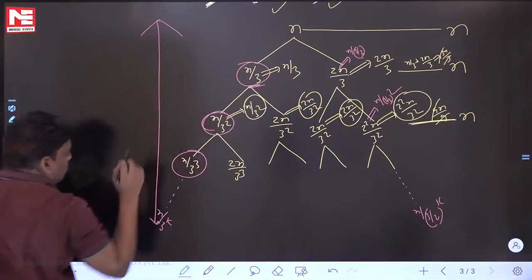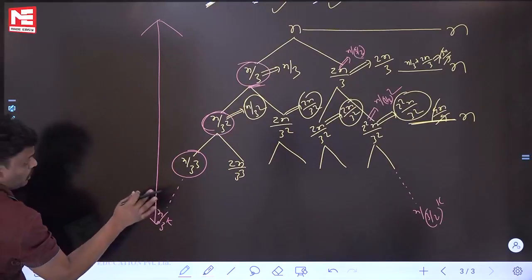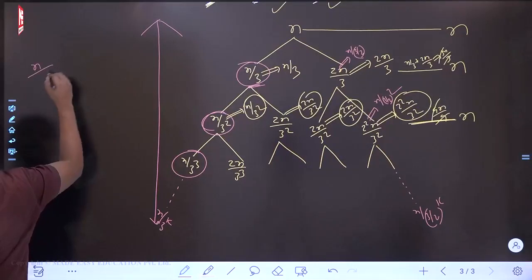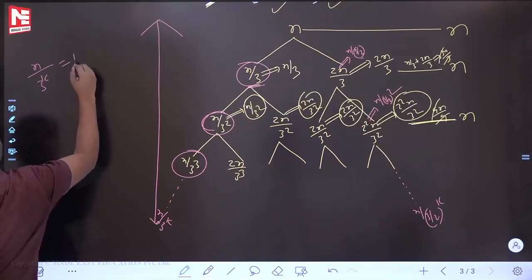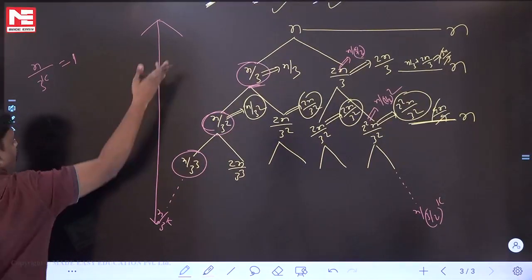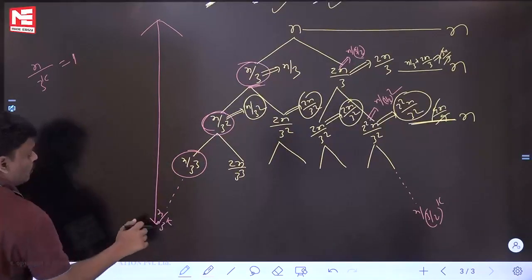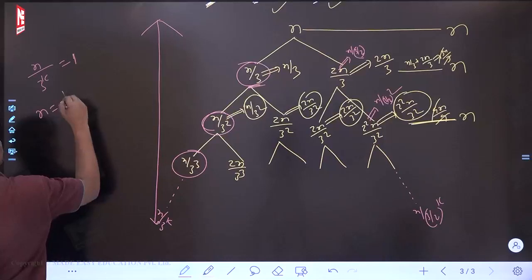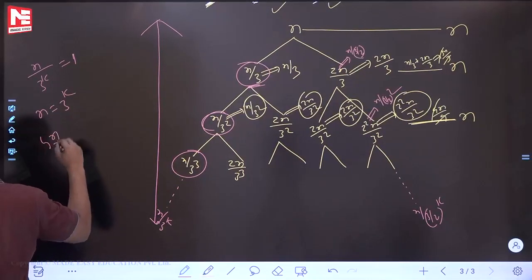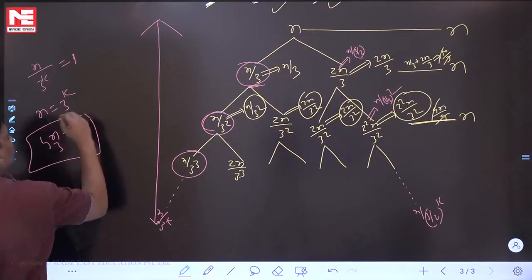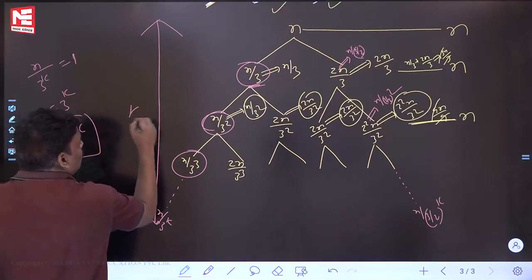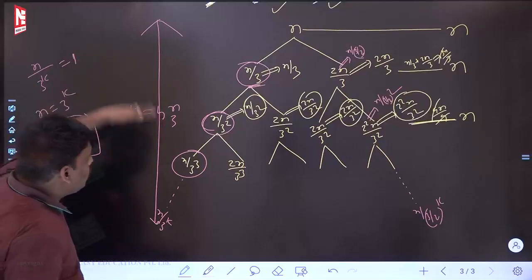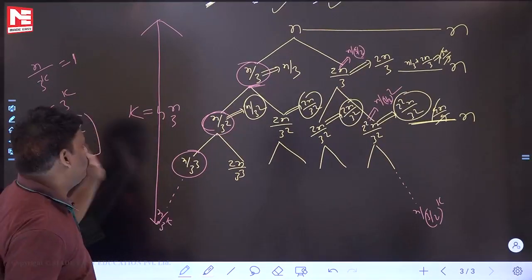So can you help me one small thing? After doing k times, why are you stopping? The reason is n by 3 power k became 1. That is the reason I stopped. n by 3 power k becomes 1, which is nothing but n is equal to 3 power k, which is nothing but log n base 3 is equal to k. k is log n base 3. So after doing log n base 3 times, it is stopped.